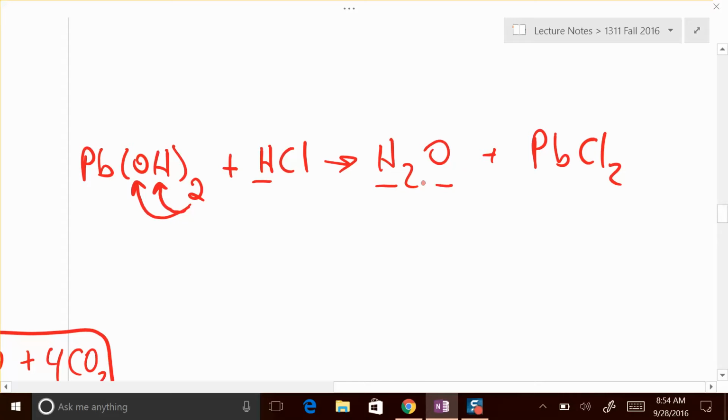So I'm going to balance my chlorines. I'm going to put a 2 here. My leads are balanced. Now I have 4 hydrogens and I have 2 oxygens, so I need 2 there. Okay? And now it's balanced.